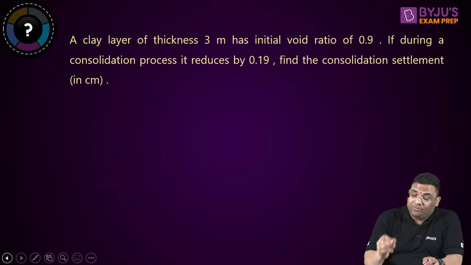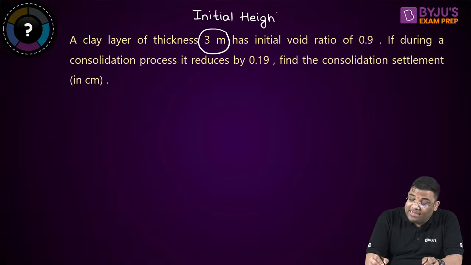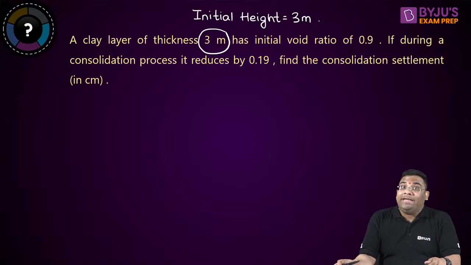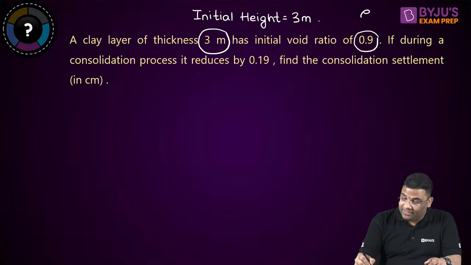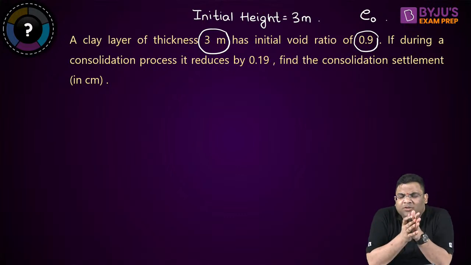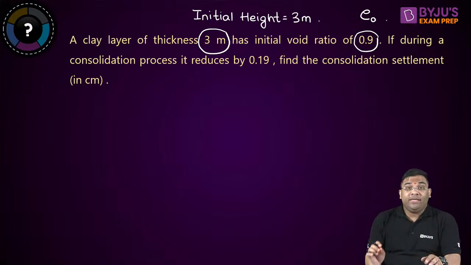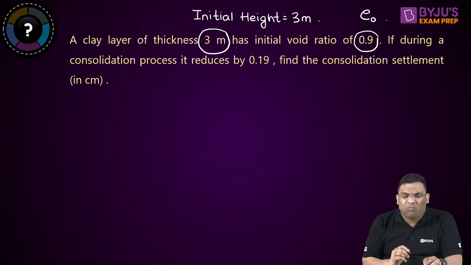A clay layer of thickness 3 meter. That means this is the initial height, right? I can say this as the initial height, 3 meter, and it has a void ratio of 0.9. So that means this is your initial void ratio, e naught. Whatever is given, I can say as the initial conditions.